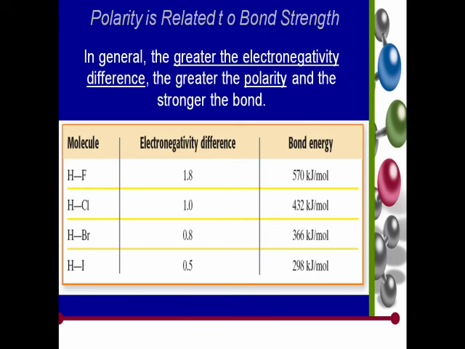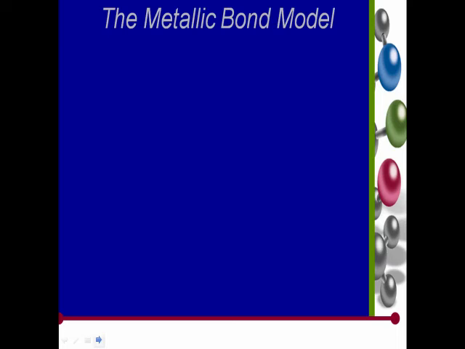Okay, we have one more bond to talk about, and that is the metallic bond. A metallic bond is when you have a piece of metal, like aluminum foil or copper piping, so it's all made of the same type of atom. So remember that we're looking at the metals. The metals are on the left side of the periodic table.